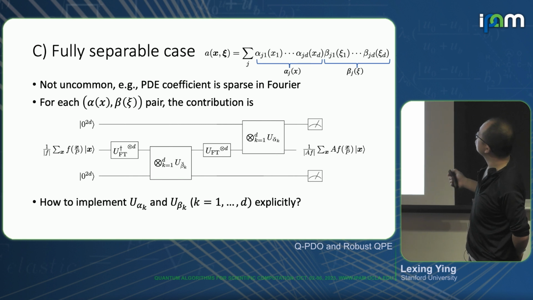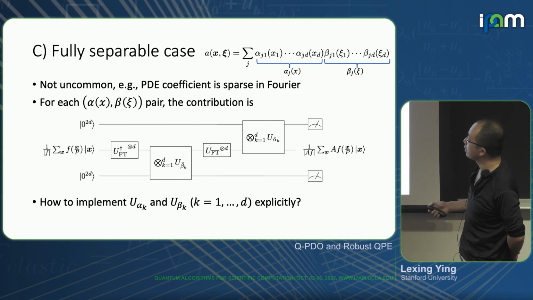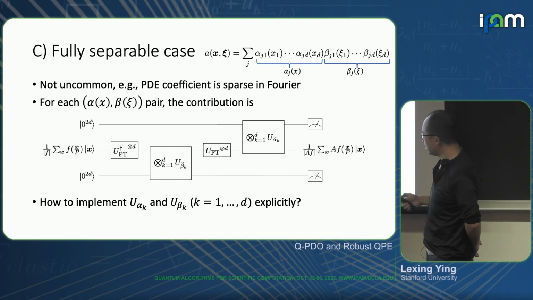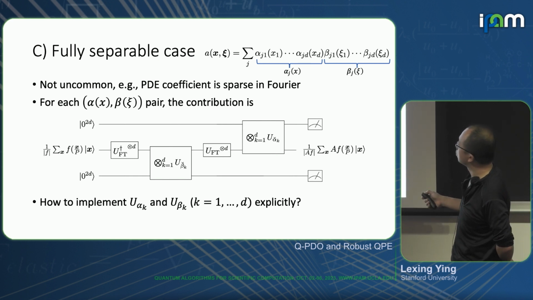Again, we're going to use LCU to do the whole thing, so we can just drop the j index and consider each alpha of x and beta pair. Now, here the circuit only needs one modification, which is that, because now these are fully separable, right?